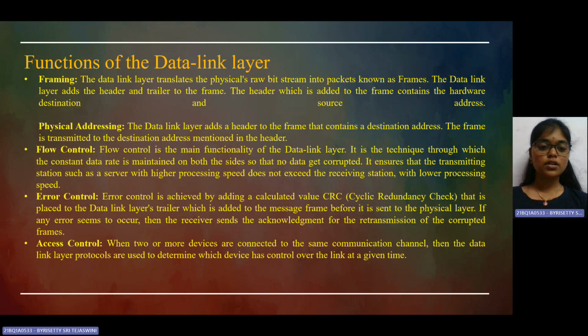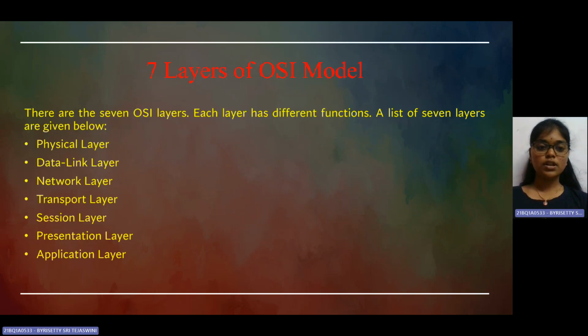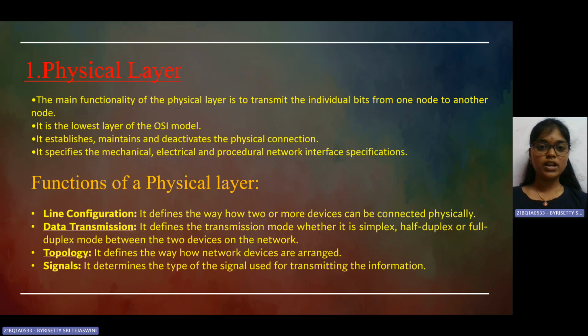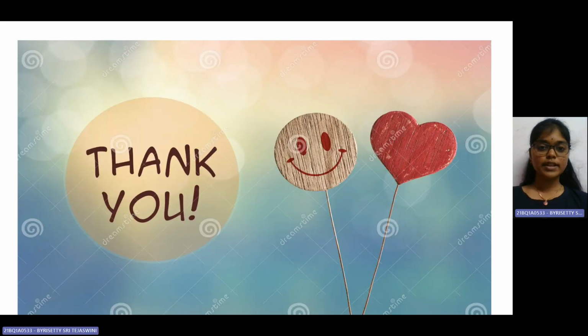So we discussed the OSI model and the 7 layers of the OSI model in a diagrammatic way, and mainly we discussed the physical layer and data link layer, the functions of the physical layer and the data link layer. Thank you.